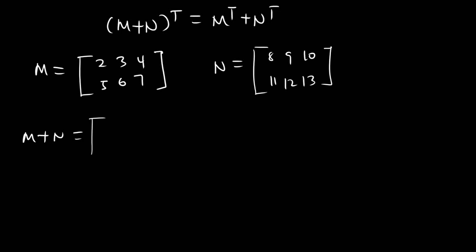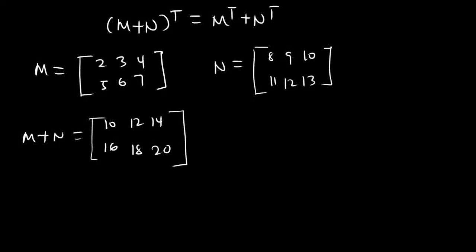Okay, so adding matrix M and then N will give me the following values. Okay, so I have 10, 12, 14, and then here also I will have 16, 18, and then 20. Okay, please, if you don't understand how I did the addition, you can watch the video on how to add two matrices.